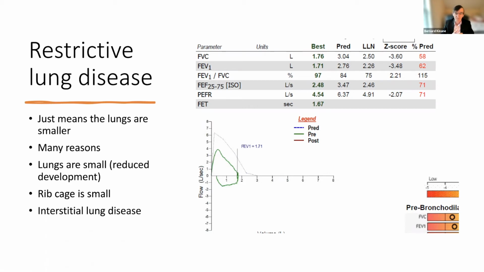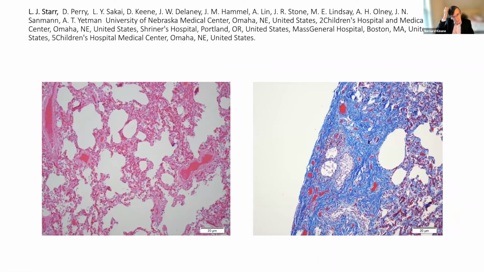Now, the lungs can fibrose. Now, you can also have muscle weakness that can give it. And we see a lot of this in other muscle syndromes, like, for example, Duchenne's muscular dystrophy. Now, this paper from Starr and from many colleagues around the country, including here at Mass General, shows a biopsy of the lungs in somebody with Myhre syndrome.